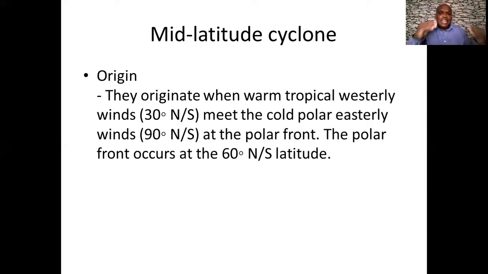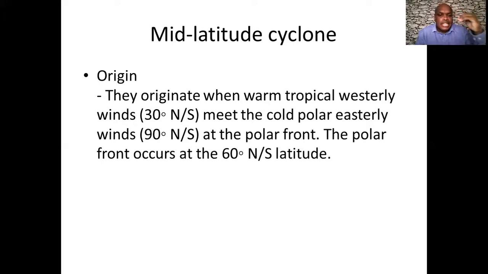Where do they meet? They meet at the polar front. The polar front occurs at 60 degrees north and south latitude. That's whereby the mid-latitude cyclone originates. They originate when we have the tropical westerly winds, which are from 30 degrees north and south.